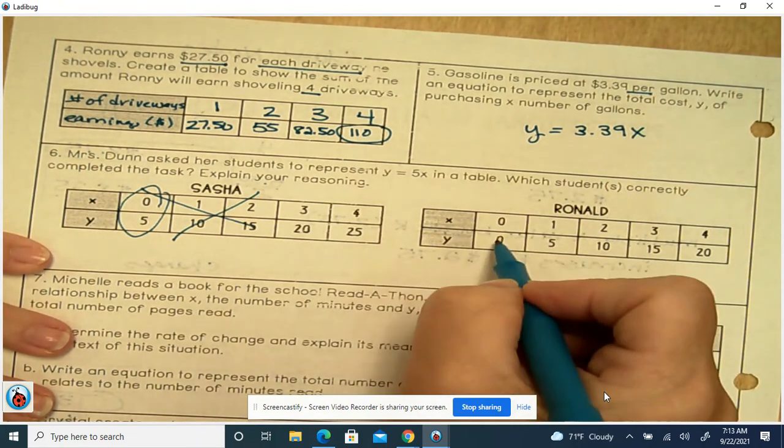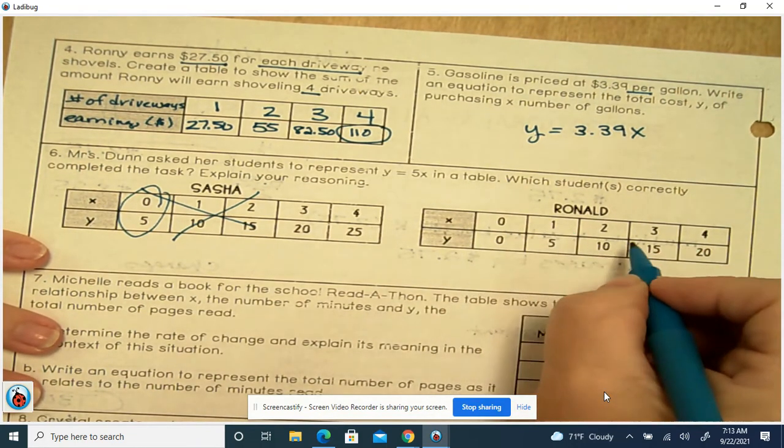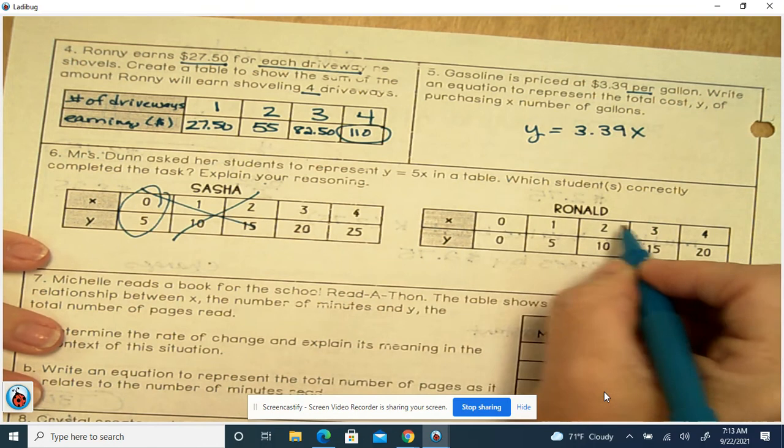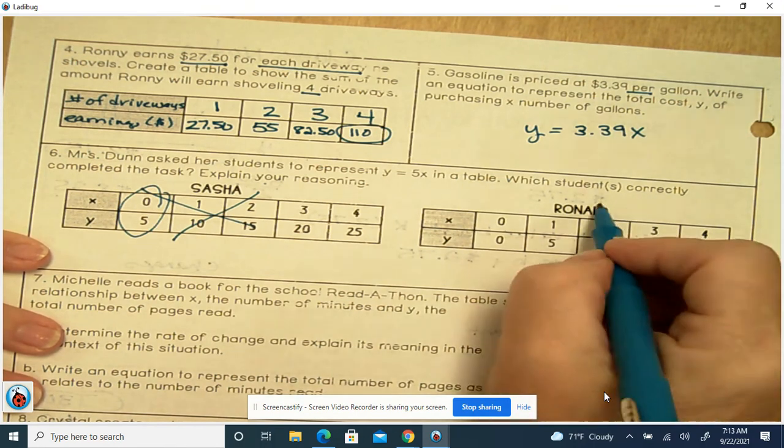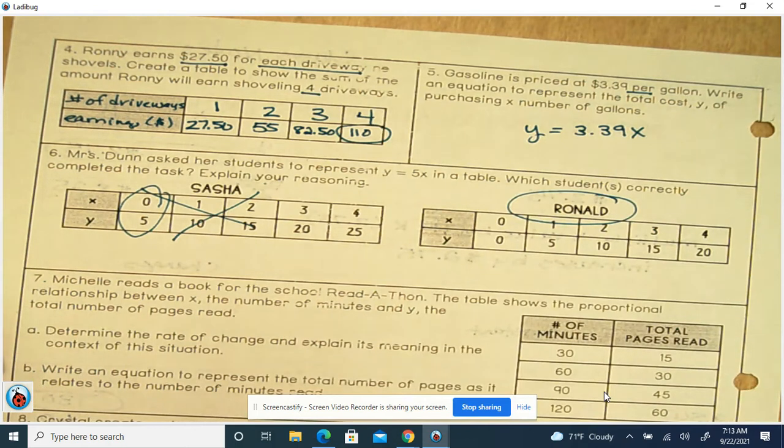We have the 0, 0. 5 divided by 1 is 5. 10 divided by 2 is 5. 15 divided by 3 is 5. And 20 divided by 4 is 5. So Ronald did show a proportional relationship there.